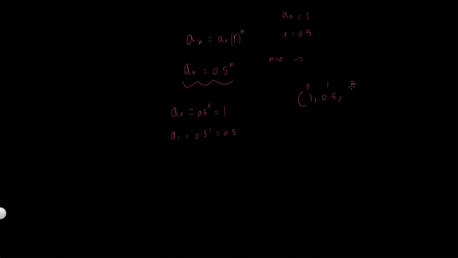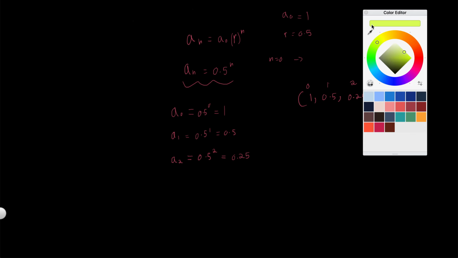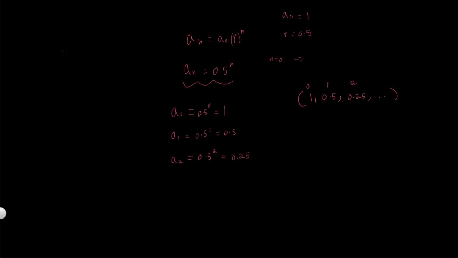Now let's find the second term. So the second term, well, that would be a sub 2. This is equal to 0.5 to the second, and this is equal to half of half. Well, that's 0.25. So the second term is 0.25, and we can keep going, right? We can keep going.